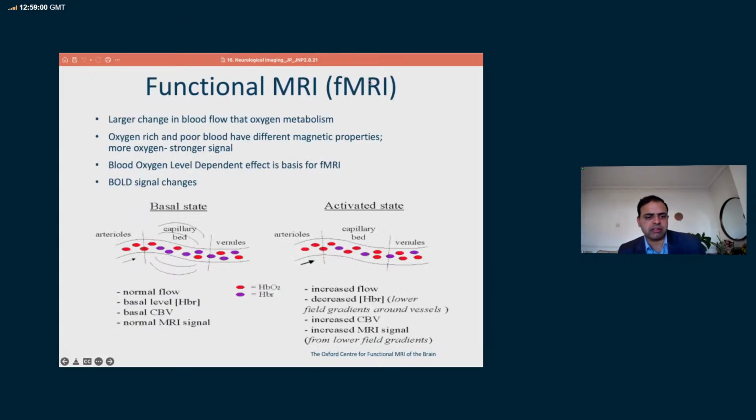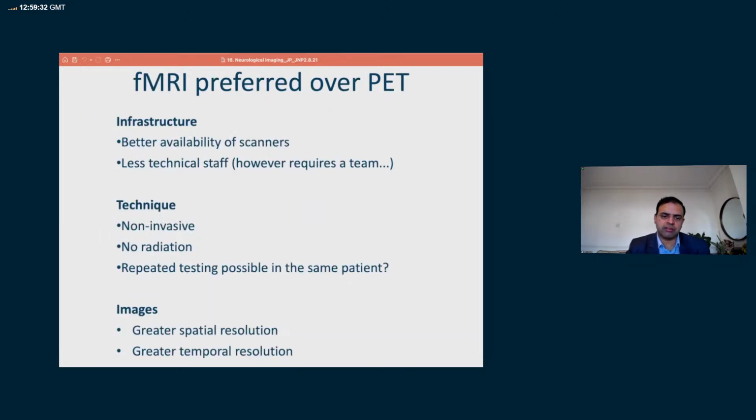So how is that used in functional MRI? A larger change in blood flow occurs compared to that of oxygen metabolism. Oxygen-rich and oxygen-poor blood have different magnetic properties, and based on this principle, you have a gradient. If the blood is more oxygenated, then there's a stronger signal. And so what we look at is the blood oxygen level dependent effect in fMRI, and it's a BOLD signal change that we look at.